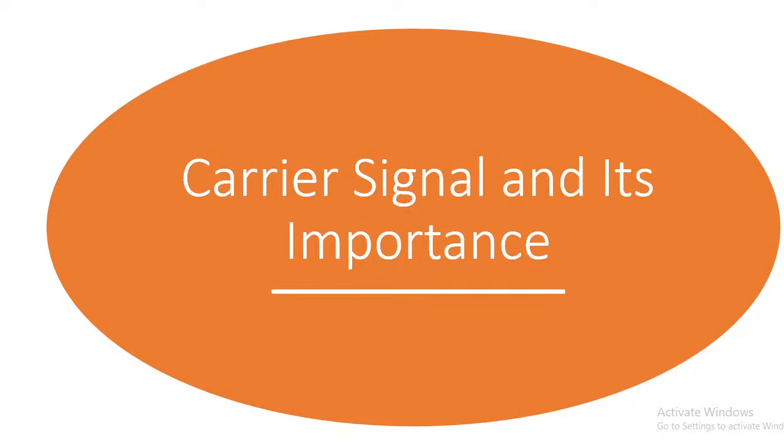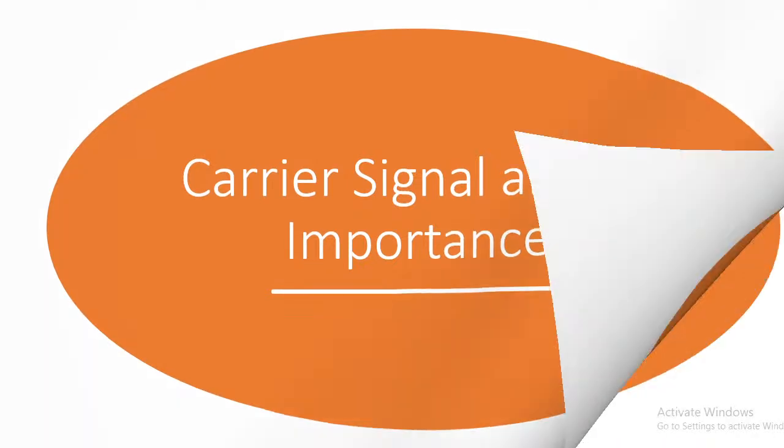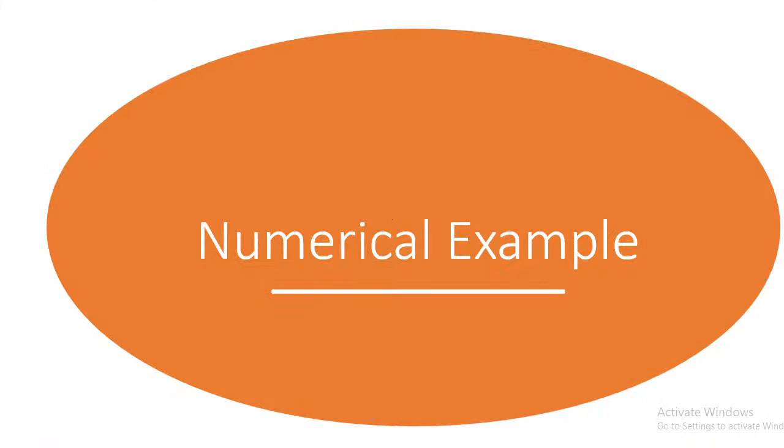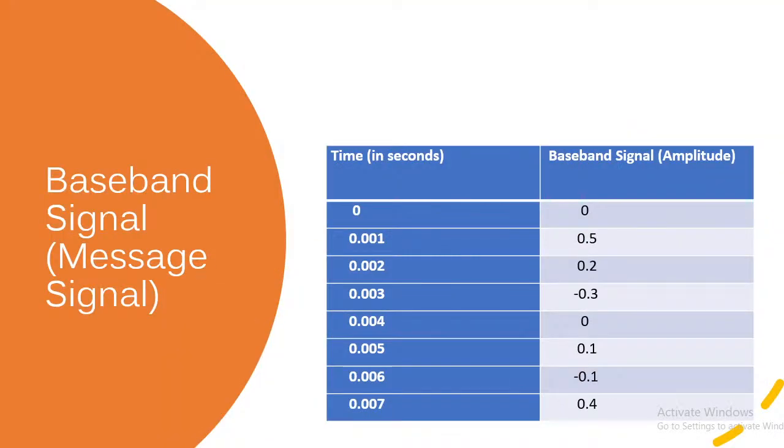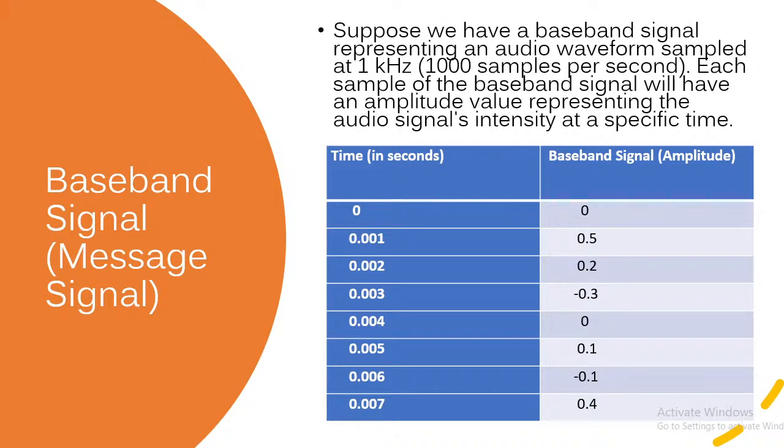Now let us consider the importance of the carrier signal. We'll see one numerical example to understand this. In this example, we are considering an audio signal which is sampled at 1 kilohertz. So 1,000 samples per second. Each sample of the baseband signal will have an amplitude which represents the audio signal's intensity. As in the other cases, here also it is the same. The time difference between samples is 0.001. Next.